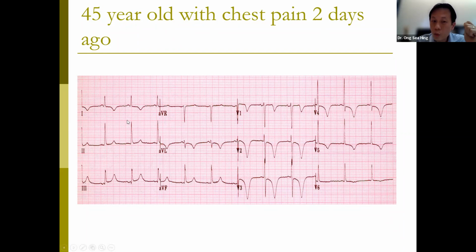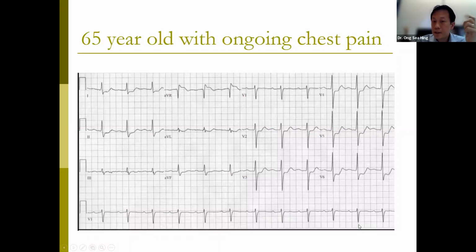Proximal, why? Because you have T inversions in 1 and AVL, and that means the diagonal branch is also involved. The anterior territory is involved, and the diagonal branch is involved. This is a proximal LAD stenosis, or even a left main stenosis. And this is something that you need to take seriously, because anything in the left main stem or the proximal LAD is life-threatening.